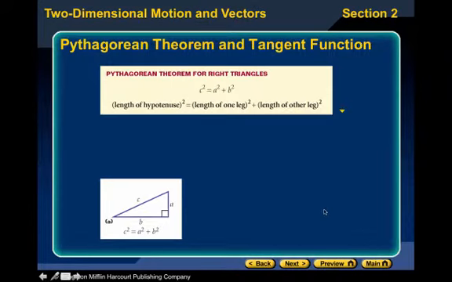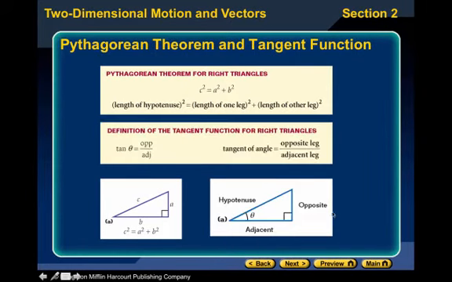Everyone knows the Pythagorean theorem, right? A squared plus B squared equals C squared. But remember that C is the hypotenuse, and then the A and B are the lengths of the legs.